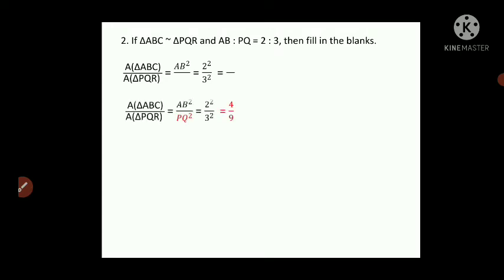So here, when we fill it, it will be like this. Area of triangle ABC upon area of triangle PQR will be AB square upon what will come, PQ square, because the ratio of AB and PQ is given. So AB square means 2 square and PQ will be 3 square. 2 square will be 4 and 3 square will be 9.